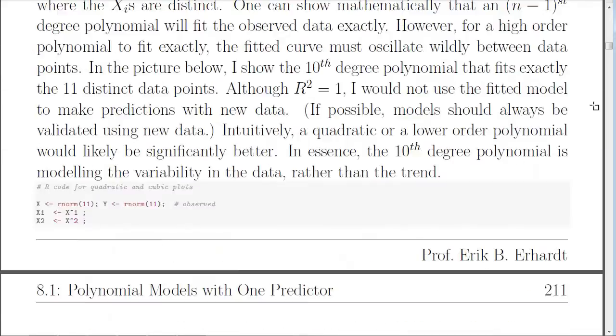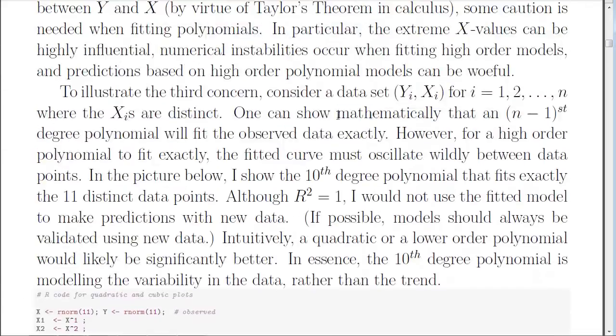So we have all the flexibility we need to actually fit the data exactly. So if I scroll back down to that point, we can show mathematically that an n minus 1 degree polynomial will fit the observed data exactly, because we have as many degrees of freedom, as many betas as we do observations. And because we fit the data exactly, we'll have an r squared value equal to 1.